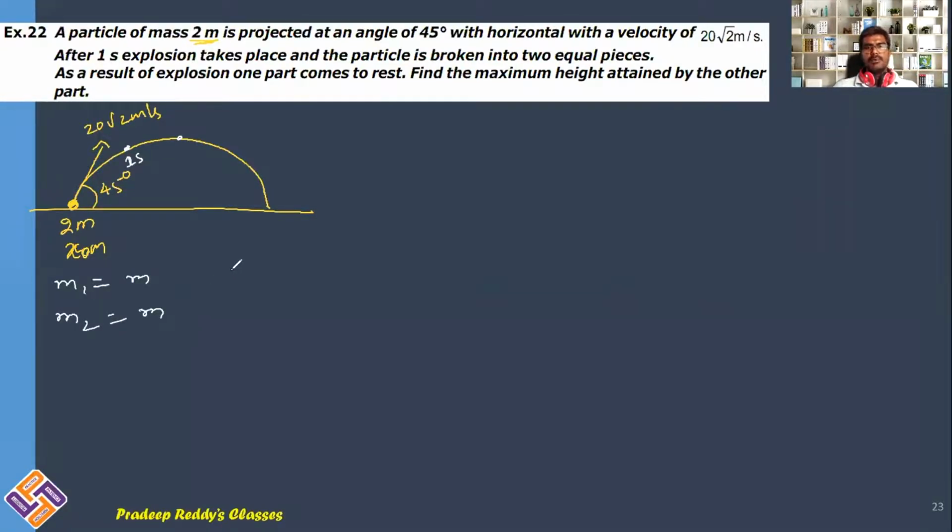As a result of the explosion, one part comes to rest. The first one is coming to rest, let me consider. The second one is not coming to rest, it is going on. Find the maximum height attained by the other part. So you should find out where this second part will go. You need to find out that, right? Now, let me consider at this position if the mass is breaking.